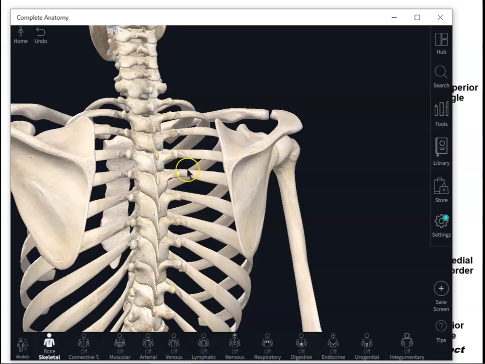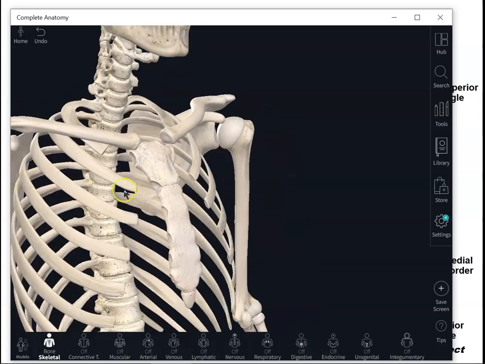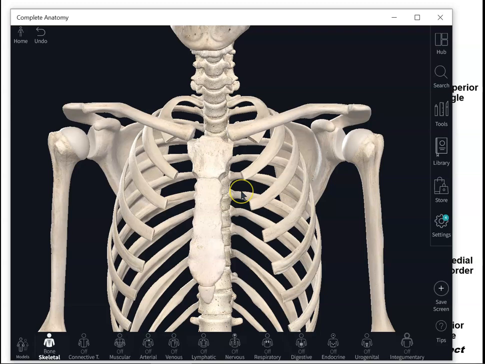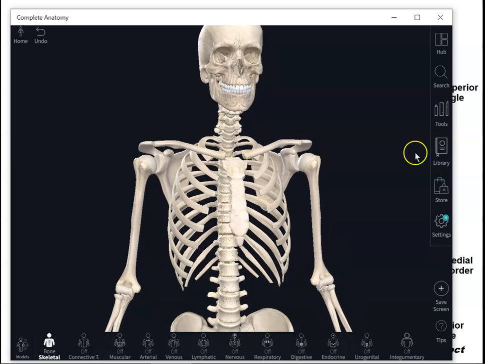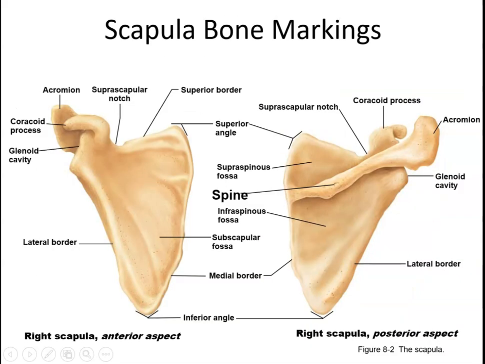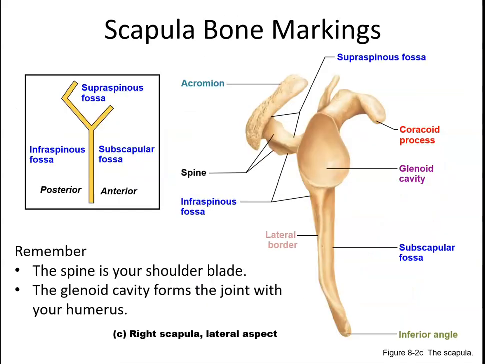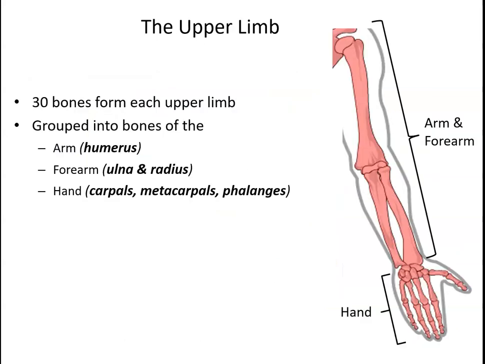And what that does is let you do things like shrug your shoulders or push your shoulders forward or bring them back, and that gives your upper limbs more range of motion. So that's what that is for. So these are things to study, and this is another way to think about it.